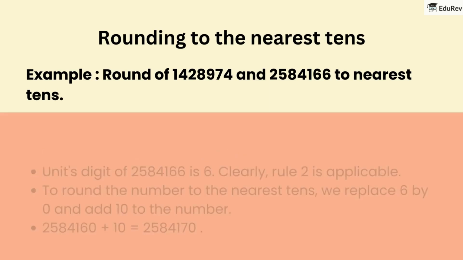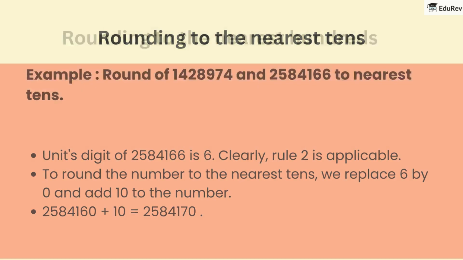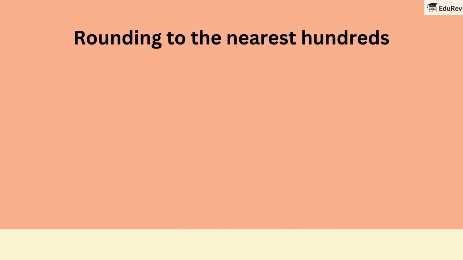For the second case, the units digit of 2584166 is 6. Clearly, rule 2 is applicable. To round the number to the nearest tens, we replace 6 by 0 and add 10 to the number. 2584160 plus 10 is equal to 2584170.